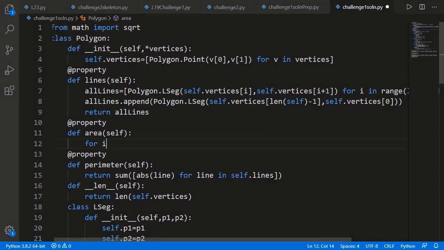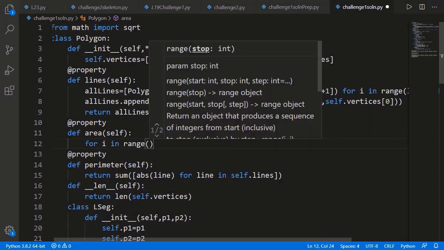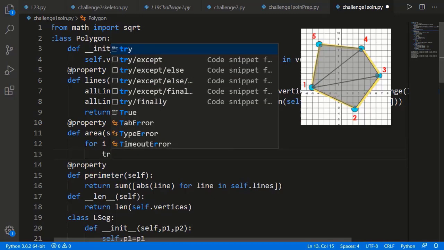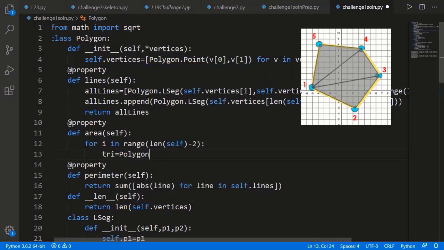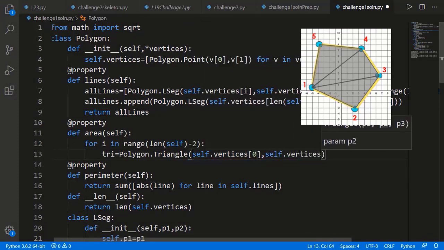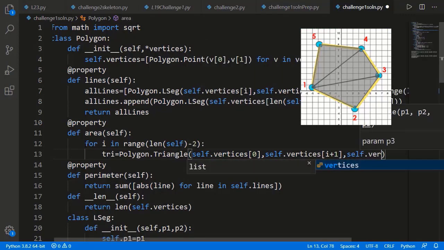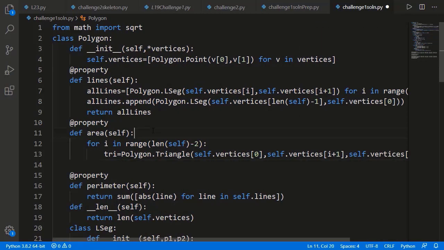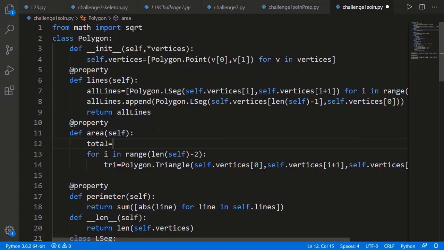Now in the area property of the polygon, firstly we know that the number of triangles in a polygon is 2 less than the number of its vertices. We will create a triangle object. The first vertex of the triangle is always the first vertex of the polygon, which is at index 0. The other two change in each triangle and are provided as I plus 1 and I plus 2. We will sum all areas and return that.